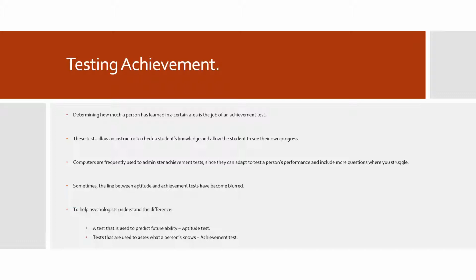Sometimes the line between an aptitude and achievement test has become blurred, and people might be confused or not sure if they're taking an aptitude test or an achievement test. So here are some things to help you understand the difference, as well as help psychologists understand the difference. A test that is used to predict future ability is known as an aptitude test, and a test that is used to assess what a person knows is an achievement test.